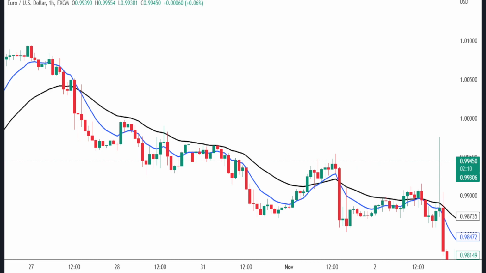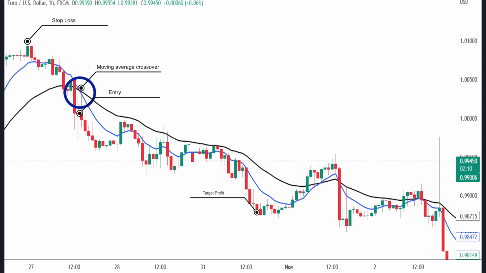Now for taking a short position, just do the reverse. Look for a downward crossover and make sure that the candle is below the crossover. Then place your entry on the candle close. Put your stop loss above the recent swing high. For the target, set it 2 times the risk. Take these few more examples.